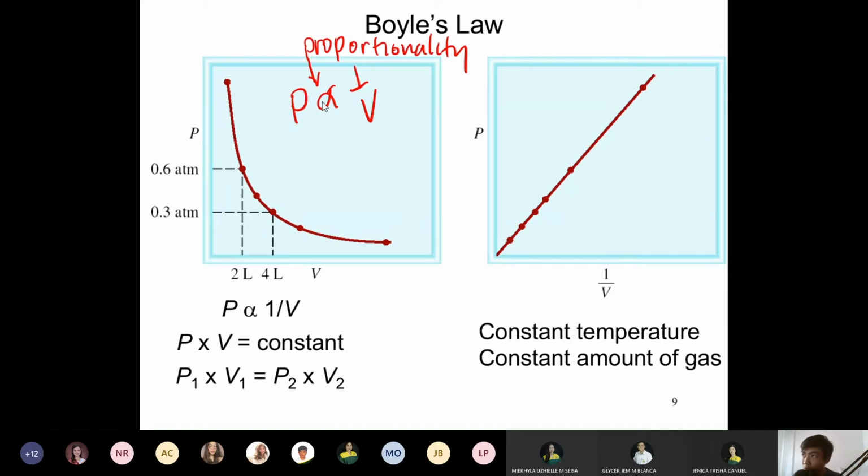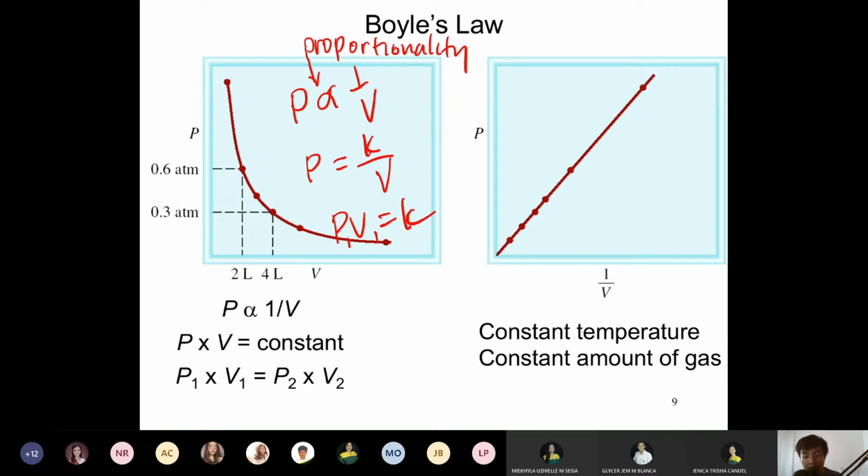So how? This proportionality symbol, I will just make it an equal sign. Though, I will put a k as my constant. Okay? Then, I will combine the two. So, PV equals k. So that means if you multiply pressure and volume, you will come up with some fixed constant. The constant in your first condition and the final condition will be the same, because it is constant. So that means your initial pressure and the initial volume, when you multiply those, that will give you a constant.